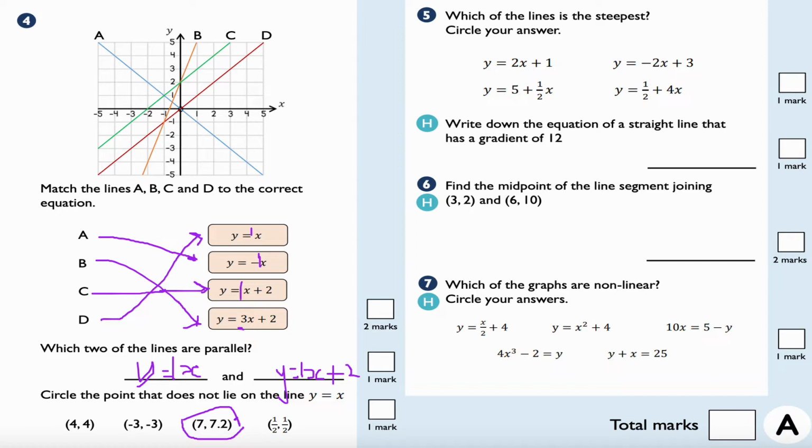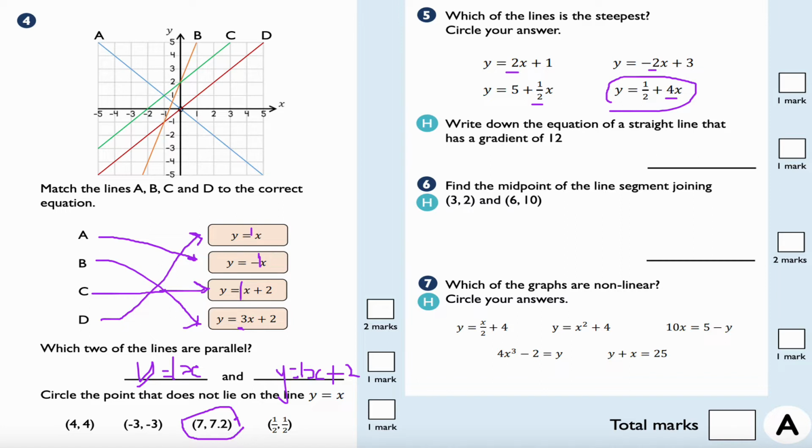Okay, this is question number 5. Which of the lines is the steepest? Circle your answer. So steepest has the biggest gradient. That's going to be this one. So it's the biggest number in front of the x, the largest coefficient of x. That's a half. Oh no, sorry, it should be 4x. Sorry, I apologise. Should be this one, sorry. That one's minus 2, that one's 2 and that one's 4. So the biggest one is going to be 4, isn't it, out of all of them?